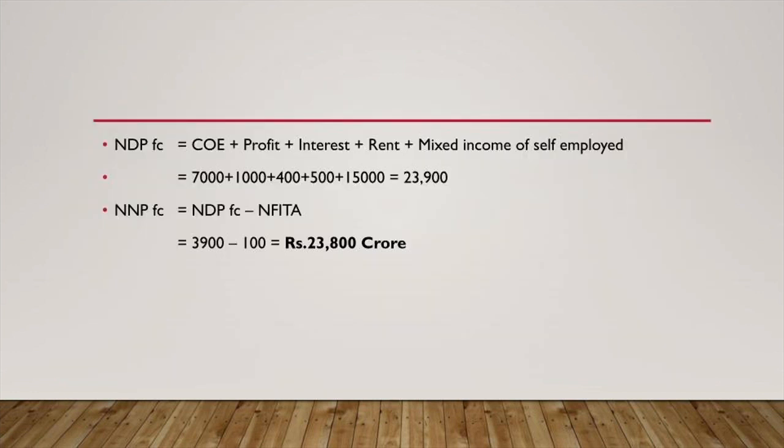To compute national income, first find the domestic income. This can be obtained by adding the compensation of employees, rent, interest, profit, and mixed income of self-employed. By substituting the given values, you will get domestic income as rupees 23,900 crores. Here, the net factor income to abroad is given. Hence, you have to subtract net factor income to abroad from domestic income to get the national income. Here, the national income is rupees 23,800 crores. Dear students, I hope you have understood all the illustrations and the steps as explained in this video.